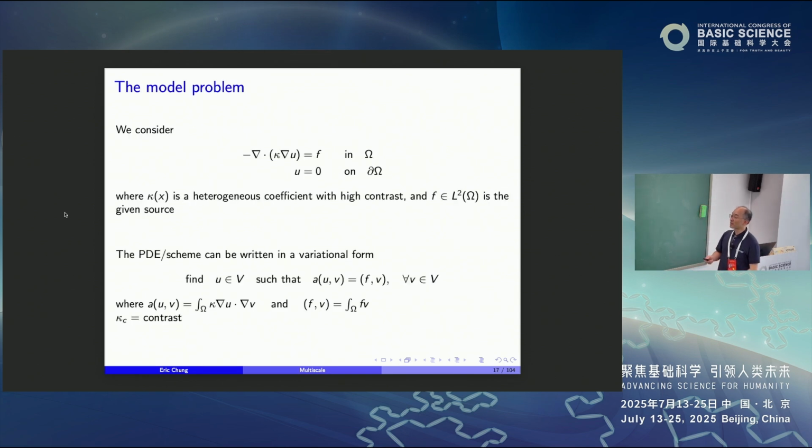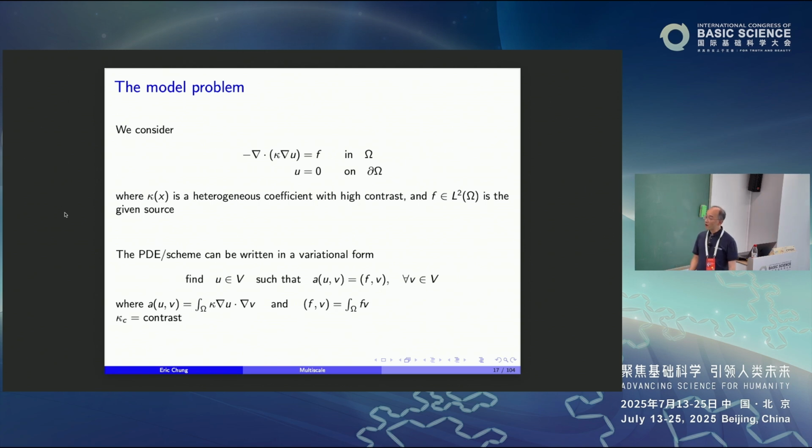Now, to be more specific, let me discuss the main idea by looking at this equation over here. Again, this Omega is a domain that can be in 2D or 3D. It's a more general domain, and u is a solution, and this kappa is a heterogeneous coefficient that is given. And of course, we want to find the solution u for this PDE. If you look at the variational formulation, you take a suitable space V, and then you can write down the variational form like this.